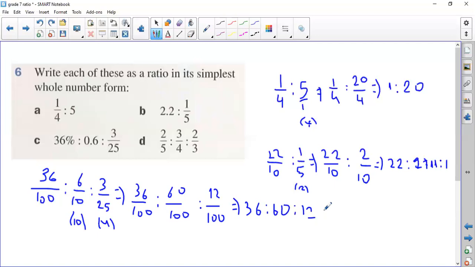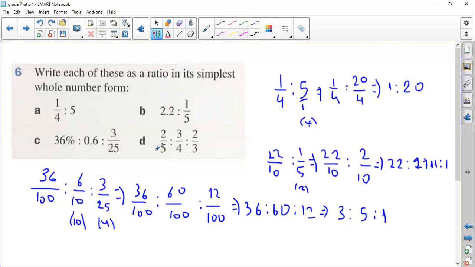Again, it is not in its simplest form. Okay, I can divide each number by 12. So 36 divided by 12 will give me 3. 60 divided by 12 will give me 5. And 12 divided by 12 will give me 1. So this ratio will be 3 to 5 to 1.